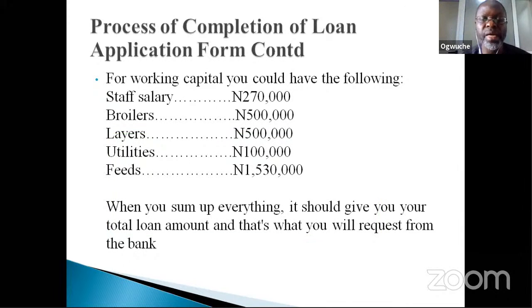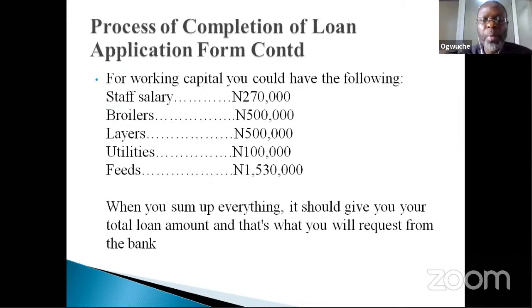They come in broilers or layers, even at day-old level, 500,000 naira each. Utilities, which cover the cost of electricity, water, and others. And then, of course, all the bills that AMAC and other council areas are charging, about 100,000. You set aside 100,000 for that. Feeds are very, very important and critical in the poultry business. Of course, the birds have to eat on a day-to-day basis, minute by minute, hour by hour. So you need feeds, and because of the importance, it is the highest amount here, 1.530 million.